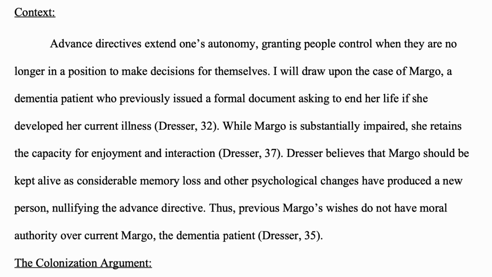Advance directives extend one's autonomy, granting people control when they are no longer in a position to make decisions for themselves. I will draw upon the case of Margot, a dementia patient who previously issued a formal document asking to end her life if she developed her current illness.